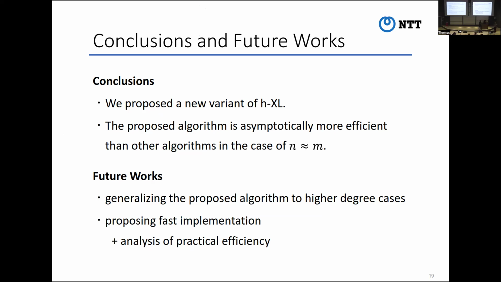Different polynomial rings? So sorry, what is the different polynomial ring?